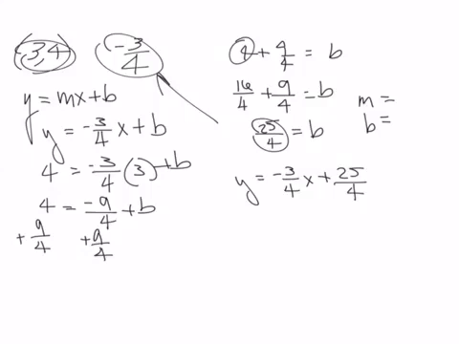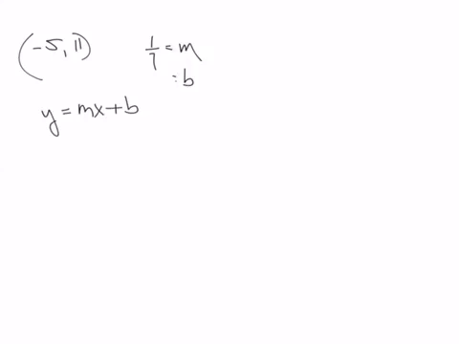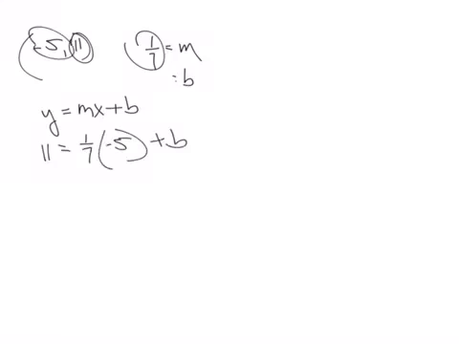Let's go ahead and see if we can sneak in a couple more examples, or at least one, before I run out of time. Alright, so find the equation that passes through the point -5, 11, and has a slope of 1/7. So I already have my m. Now I just need to find my b, right? Alright, so I take my y equals mx plus b, and I'm going to plug what I know in. There's my y, there's my slope, there's my x, and I'm looking for my b.